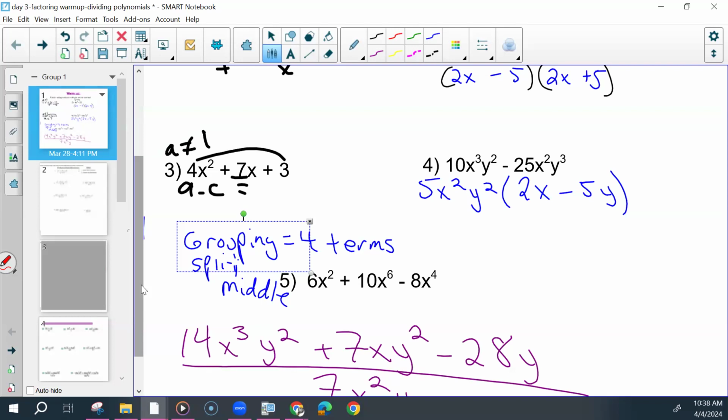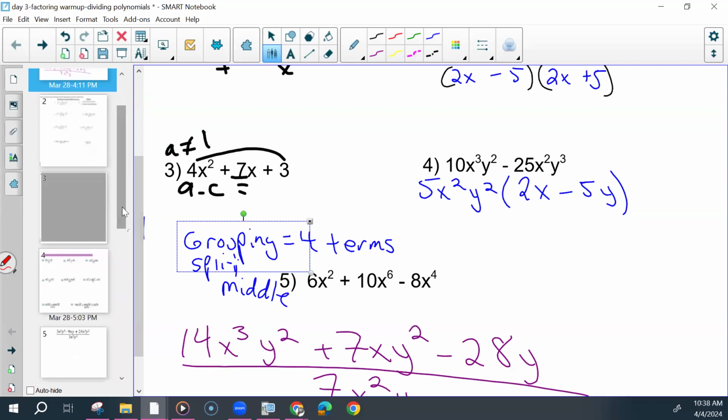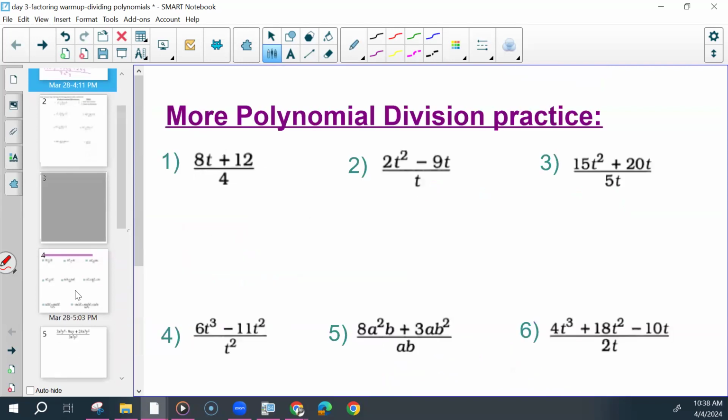But first, we're going to do some dividing polynomials by monomials. So ignore this for a second, we'll come back to that. Go to this page. So this is kind of going back to our polynomial operations, just the dividing piece of it. So some of our exponent rules come back into play.